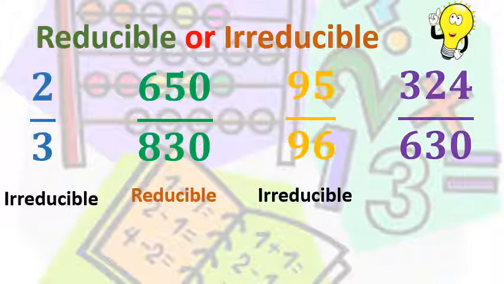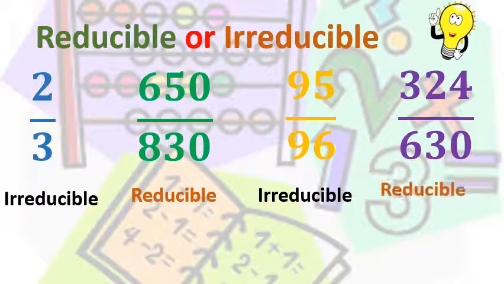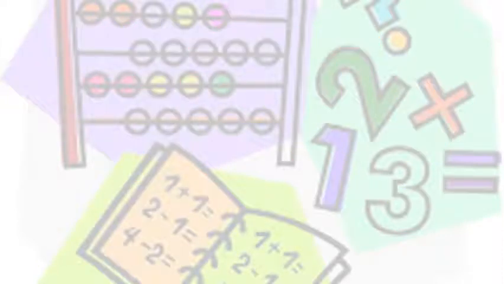Now, this one. If you look at the last fraction, it's ending with a 4 and ending with a 0. I can divide it by 2. Now, if we add the digits, I have 3 plus 2, 5. 5 plus 4, it's 9. And over here, the denominator, 6 plus 3, it's 9. Plus 0, it's 9. So this number can be divided by 3 and 9, and this number can be divided by 3 and 9. This means this fraction is a reducible fraction.